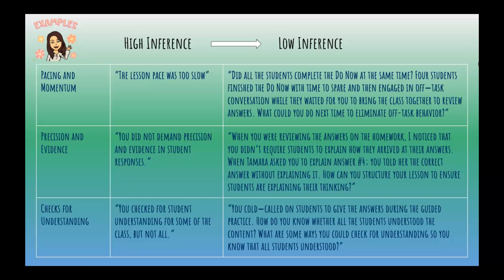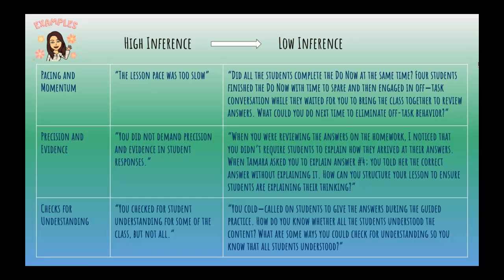The second example focuses on precision and evidence. A high inference statement would be, you did not demand precision and evidence in student responses. A low inference statement would be, when you were reviewing the answers on the homework, I noticed that you didn't require students to explain how they arrived at their answers. When Tamara asked you to explain answer number 4, you told her the correct answer without explaining it. How can you structure your lesson to ensure students are explaining their thinking?